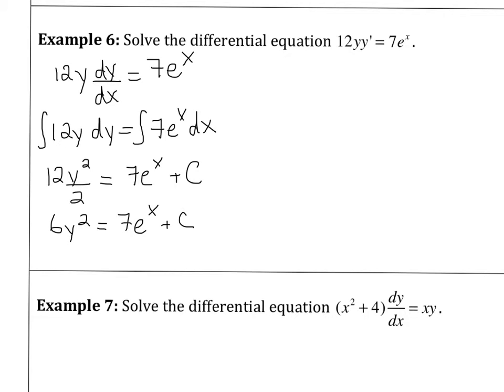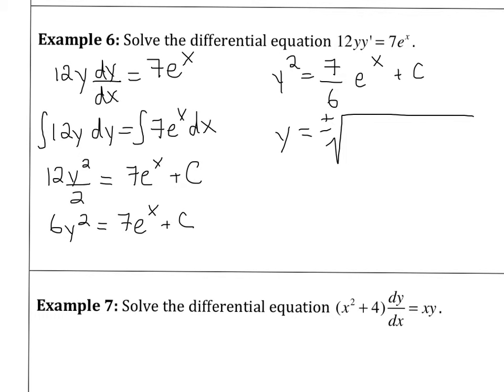We will divide both sides by 6 to leave us with y squared equals 7/6 e to the x, well, plus c over 6, so plus c. And then, last but not least, to solve for y, we will square root both sides, which leaves us with y equals plus or minus the square root of 7/6 e to the x plus c. Great.